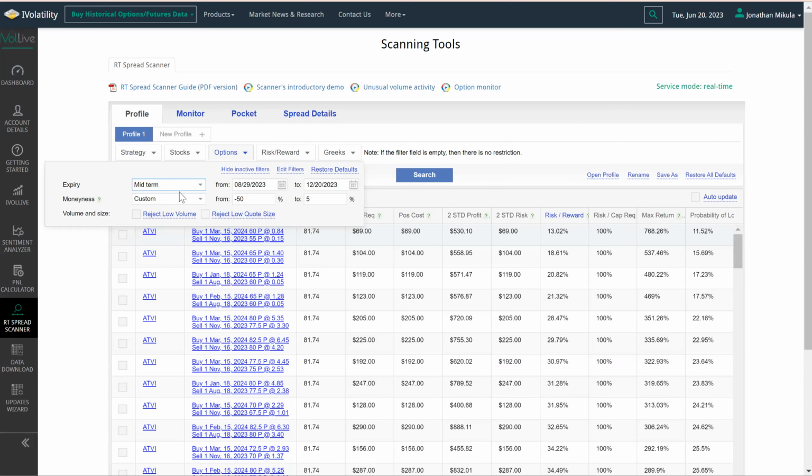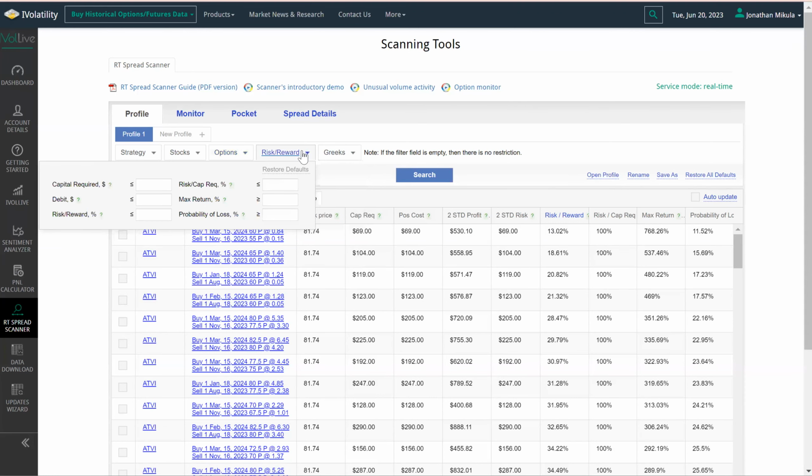So you'll notice when I click on the midterm expiration, this automatically populated August 29th through December 20th, which is perfect. That's exactly the time range I'm looking for. I could tweak this. So I could say, well, I actually want to see all the way to the end of the year. So, December 31st, 2023. And then the moneyness will adapt to my expiration, and it will adapt to the current share price. So I can leave that custom, or I could do at the money, or I could do any. So let's go ahead and do at the money.